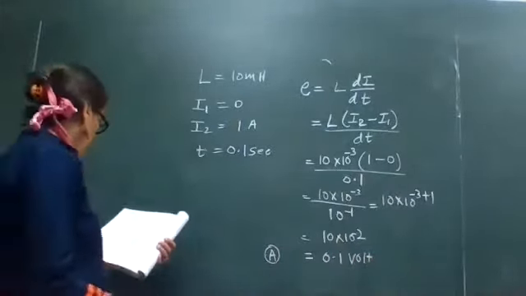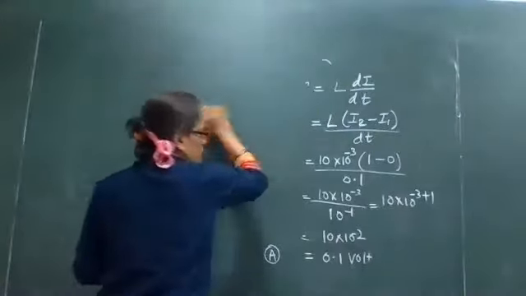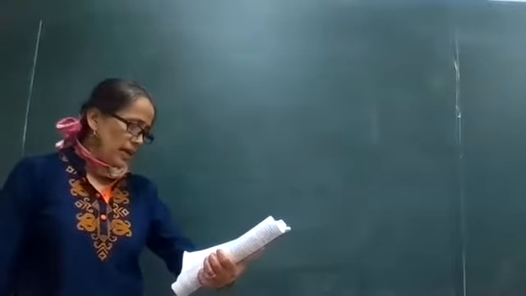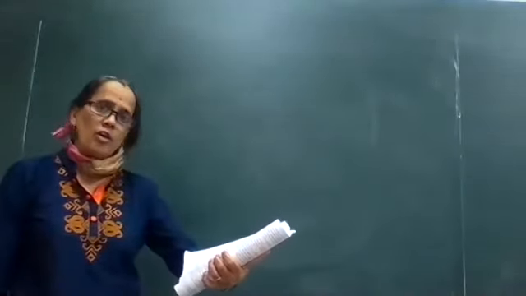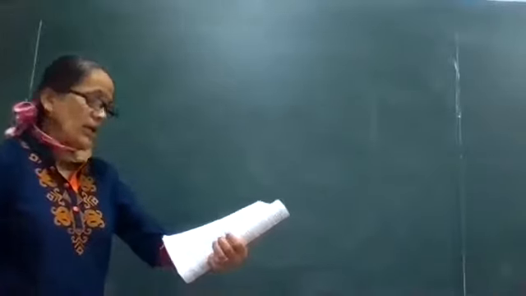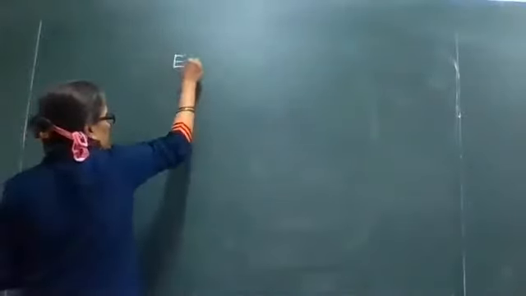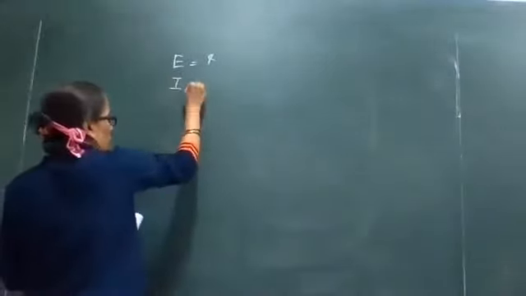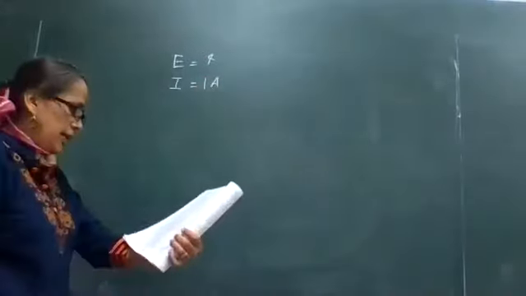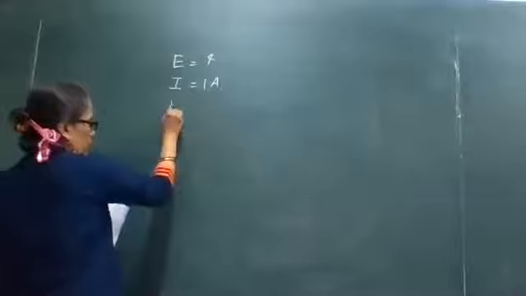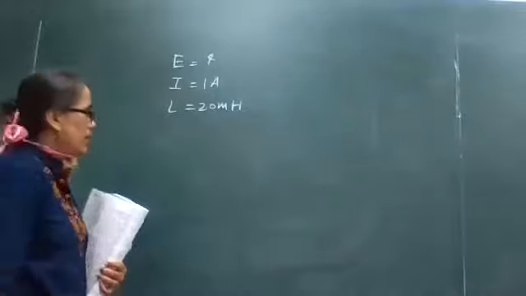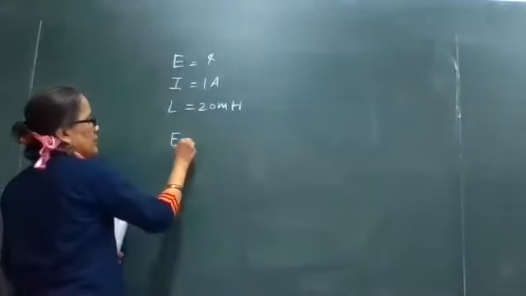Then your fifth MCQ, in which you want to find out energy build up. What is the energy required to build up a current of 1 ampere in a conductor of 20 millihenry? What is the energy? Means you have to calculate energy due to current. Current is given 1 ampere, in inductor of 20 millihenry. Clear? So now I write the formula of energy.